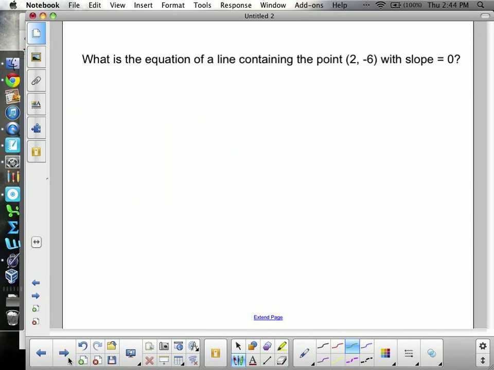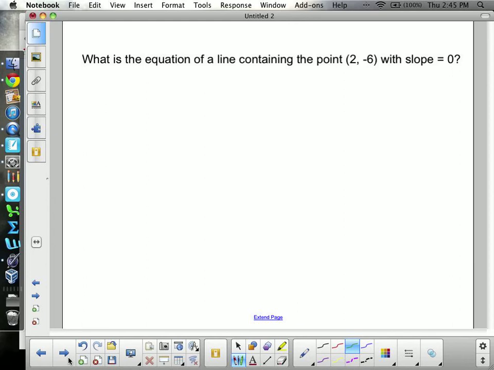What is the equation of a line containing the point 2, -6 with slope 0? Careful. Okay. No. We've talked about this before. Let me just kind of rewind this one. Slope of 0 is not undefined. 0 is just a measure along the scale. Undefined is undefined.